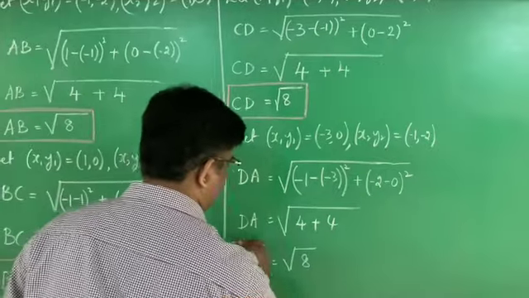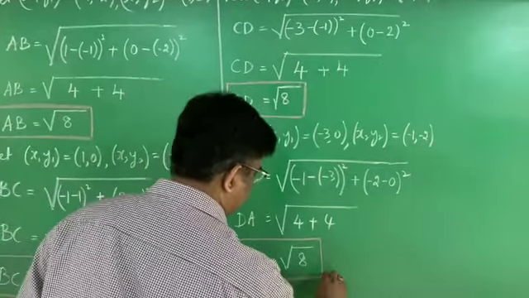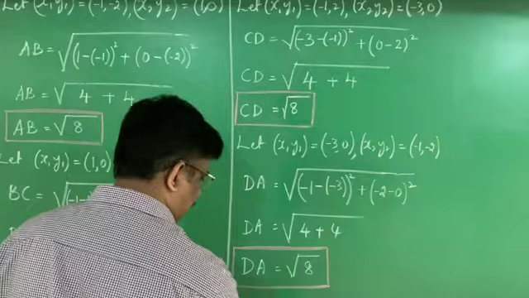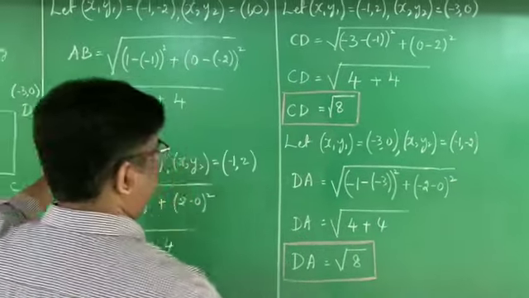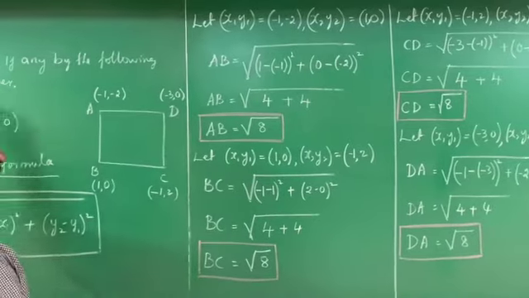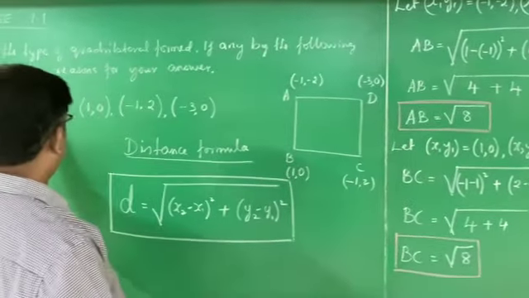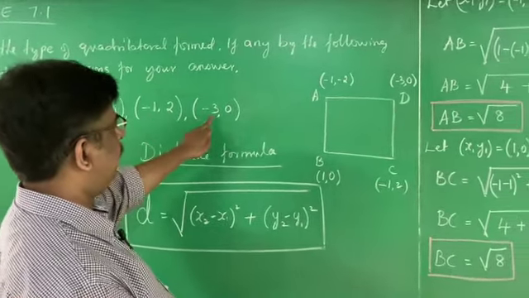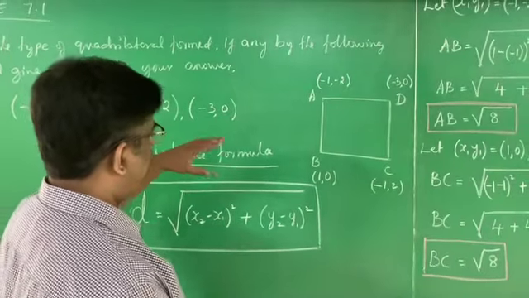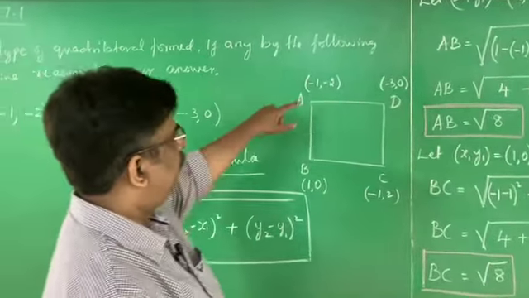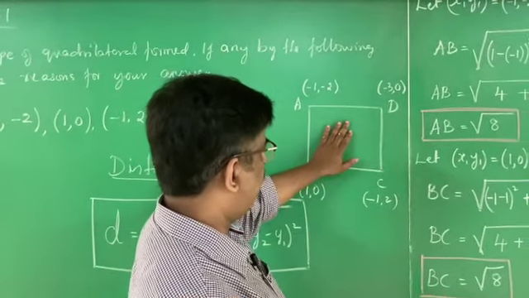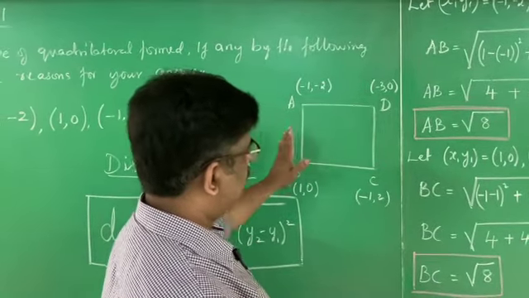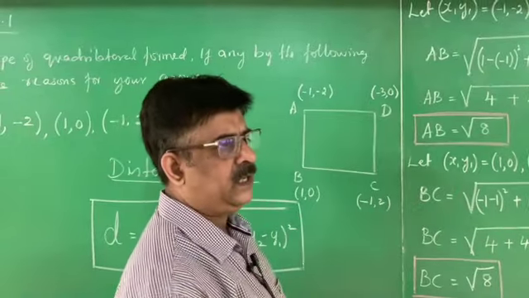See, all the 4 sides I calculated, I got as root 8. Therefore, my inference is about the quadrilateral we are going to get. They are given 4 coordinates: minus 1, comma, minus 2; 1, comma, 0; minus 1, comma, 2; minus 3, comma, 0. Using the distance formula, I am able to find the distances. By joining those coordinates, I get a quadrilateral. I identify the sides of the quadrilateral and understood that all the sides are equal.